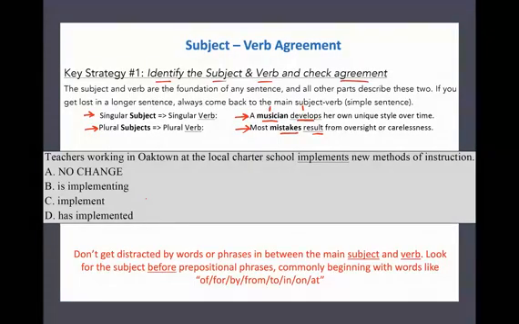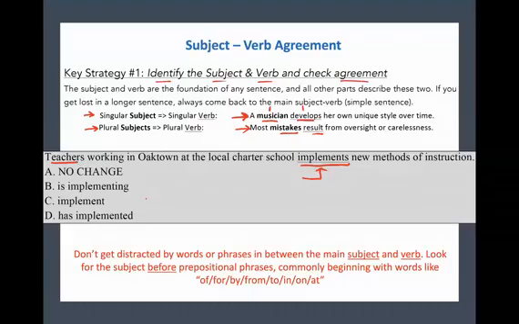Now, if you read this carefully, you might note that something is off. And that would be correct. The verb implements here has an S on it. And usually that implies a singular subject. What I need to do is go find out what the subject is here. And if I ask myself the simple question of who or what is doing the implementing, that will lead me to the subject. If I go back to the top of the sentence, teachers working in Oaktown at the local charter school, okay. It looks like the teachers here are the ones that are implementing.